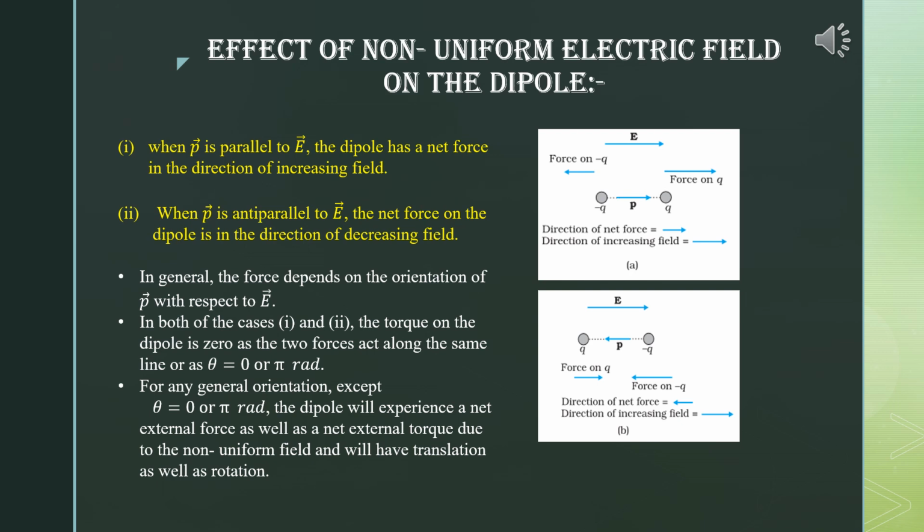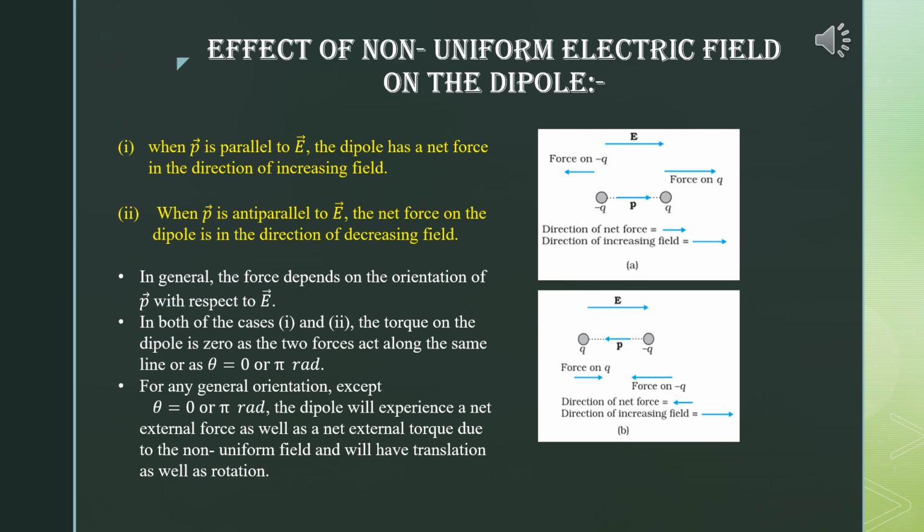Now the last slide was the case of a uniform field, but generally the field is not uniform, right? So what will happen if we place a dipole in a non-uniform field? For that, we are taking two simple cases. Let's see the first diagram. What is given? We have minus q and plus q, right? So the dipole moment is from left to right, and the electric field is increasing in magnitude from left to right. That means the electric field magnitude at the location of minus q is less and at the location of plus q is more, and the direction of the field is from left to right.